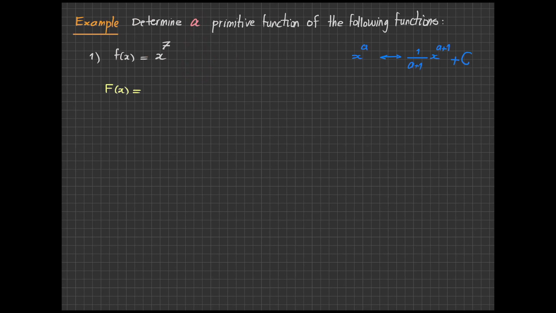Let us go back and solve that problem. The answer becomes 1 over 7 plus 1, x to the power 7 plus 1. And simplify that. So capital F of x becomes 1 over 8, x to the power 8. That's the answer to this problem. Is that clear? Okay.